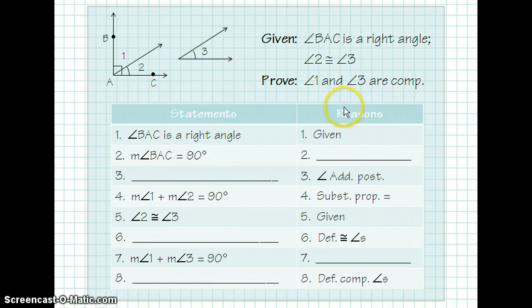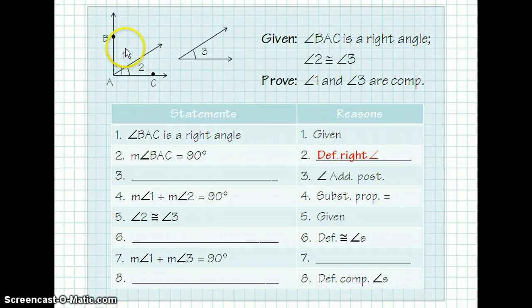Okay, then if BAC is a right angle, what does that mean? Well, it means the measure of this angle is equal to 90 degrees. And the reason for that is the definition of a right angle. So any of these words that we've defined, any of these properties that we've talked about are basically available for you to use in this proof. Now, number 3, the reason for that is the angle addition postulate. Well, what was the angle addition postulate? It says the part plus the part is equal to the whole.